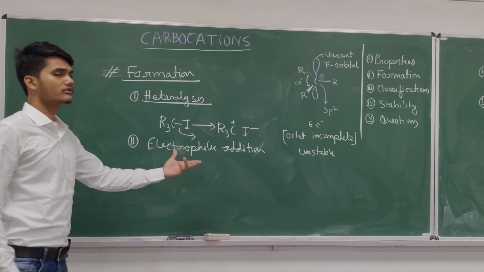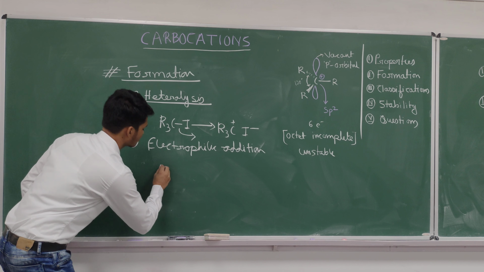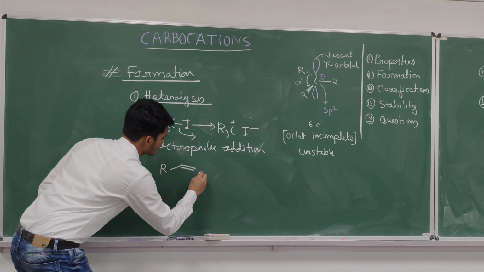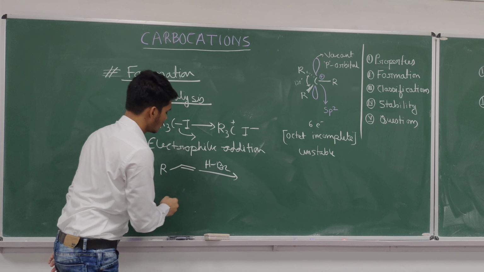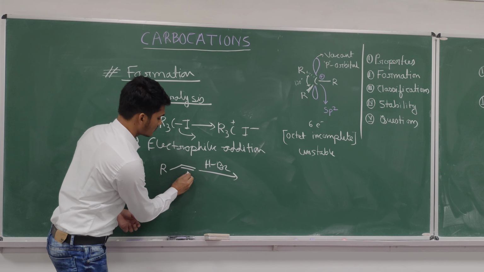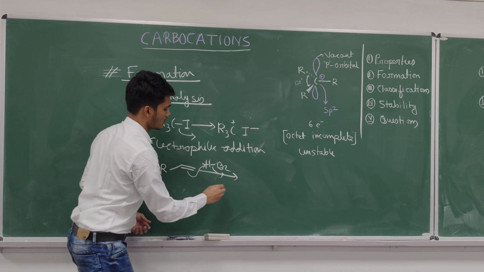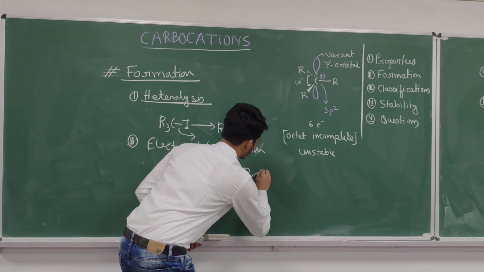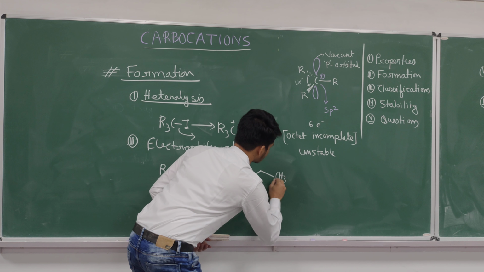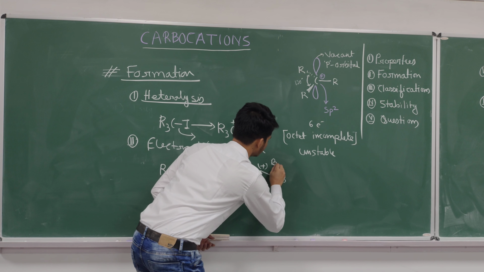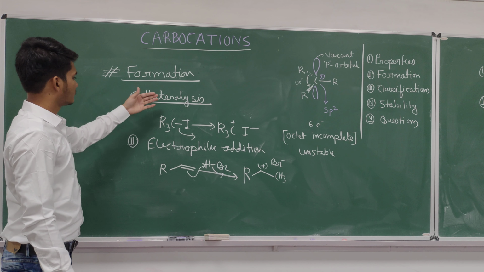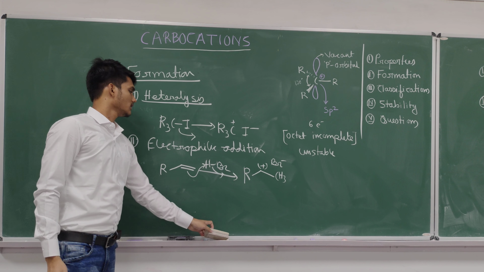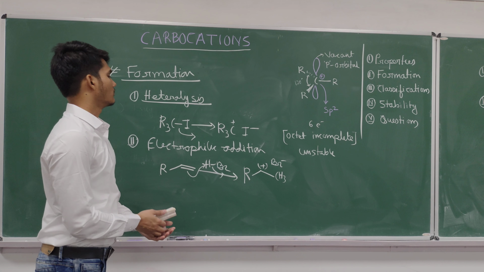Now the other one is electrophilic addition to carbon-carbon multiple bonds. Let's take an example. Let's say we have this type of compound and we add HBr to this. So the carbon-carbon double bond will break like this, except this proton, and generate a carbocation. So these are the two ways in which we can form carbocation. The first one is hydrolysis and the second one is electrophilic addition to carbon-carbon multiple bonds.